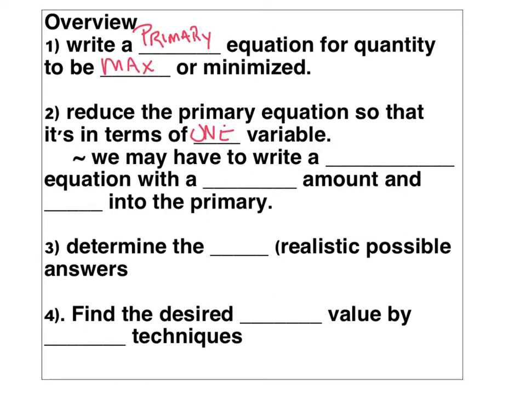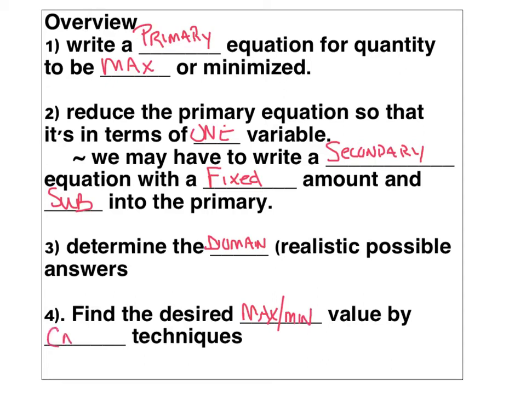We may have to write a secondary equation with a fixed amount and sub into the primary. 3, determine the domain, which is basically just realistic possible answers. And 4, find the desired max or min values by good calculus techniques.